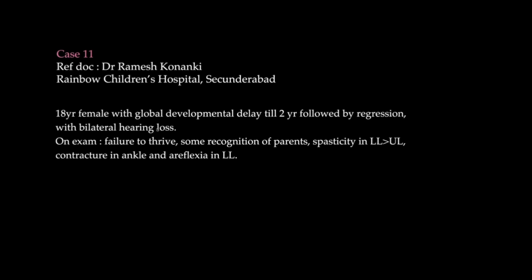Along with that, she had a bilateral hearing loss. It was a sensory neural hearing loss, and on examination she had significant failure to thrive and spasticity. There were pyramidal signs in the form of spasticity in both lower limbs more than upper limbs, as well as contractures, but there was areflexia in the lower limbs. So with the upper motor neuron and lower motor neuron signs, we were thinking of maybe MLD or mitochondrial as the differentials.